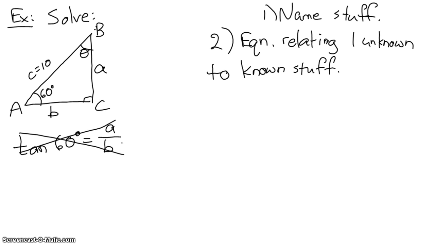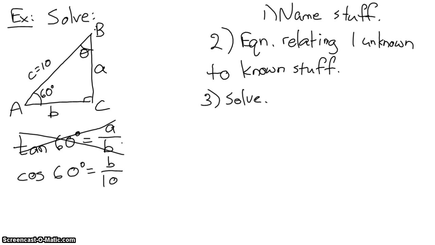Well, I know C is 10, so maybe I could talk about the cosine of 60 degrees. So maybe we have cosine 60 degrees equals B over 10. Okay, now I'm cooking because I only have 1 variable in my equation. That leads me to step 3, solve. Okay, so that tells me, oh, do I know the cosine of 60 degrees? I do. It's 1/2. So 10 cosine 60 degrees equals B, which means 10 times 1/2 equals B, which equals 5.